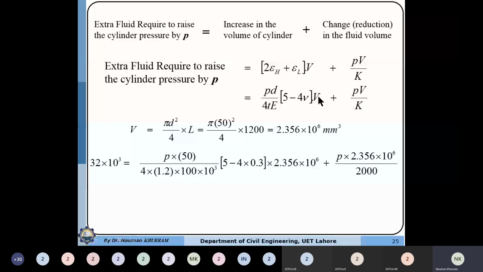Here V is the volume of the cylinder, the original volume before it is exerted at some pressure. This is equal to pi d squared by 4, and we can substitute over here. In this equation, the only unknown is P. If you solve this equation, you can determine P. That will be the increase in pressure in the cylinder when you inject the extra fluid. I didn't give the answer; I leave this problem for you to complete by yourself.